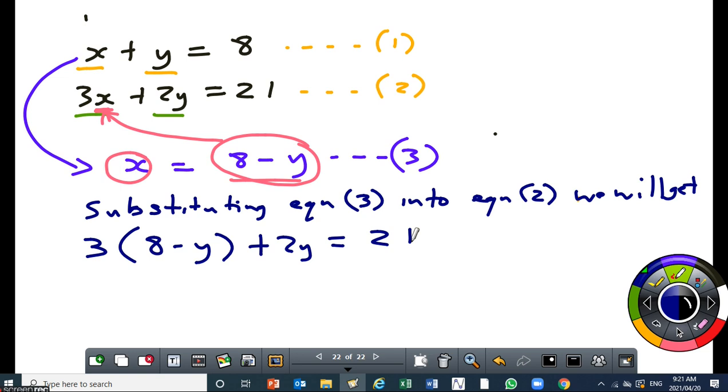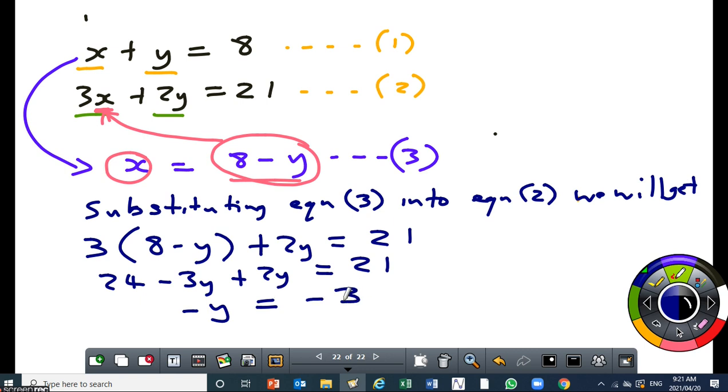Now, this will make it easier for us to solve for y. Okay? Then you end up having a linear equation like what we were solving at the beginning of the topic. So this becomes 24 minus 3y plus 2y equal to 21. Then minus 3y plus 2y gives me minus y. Then I'll take the 24 to the right. I'll get 21 minus 24, which gives me negative 3. And what this means is that my y is going to be positive 3. So I have solved for y.